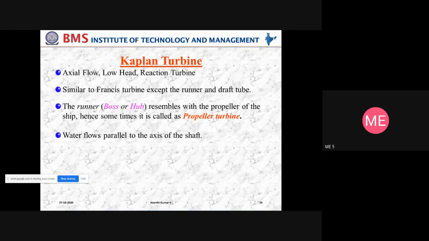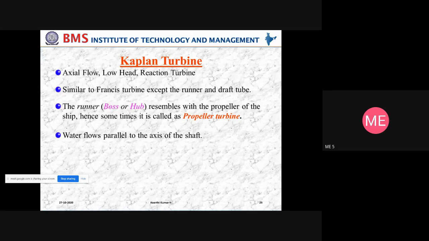Like that, you make a table by yourself. Prepare the table by picking up these points. Under the Kaplan turbine, this is an axial flow, low head reaction turbine. Like that, you write it down by yourself. It is similar to the Francis turbine, except for the runner and the draft tube. I'll show you what the runner looks like.